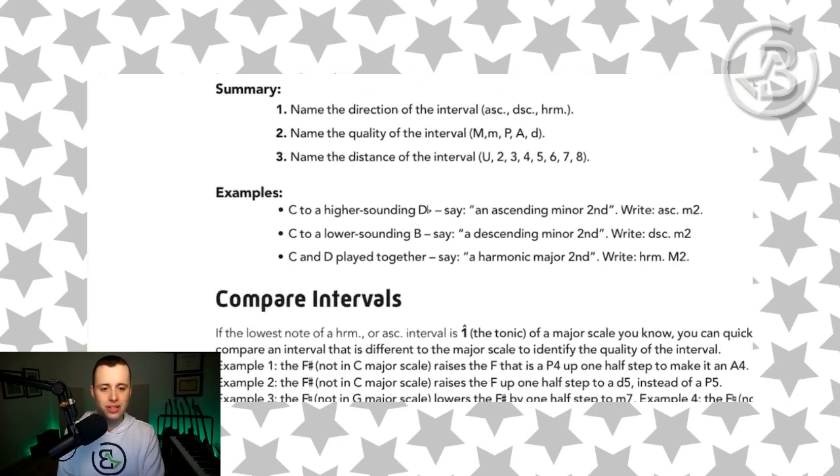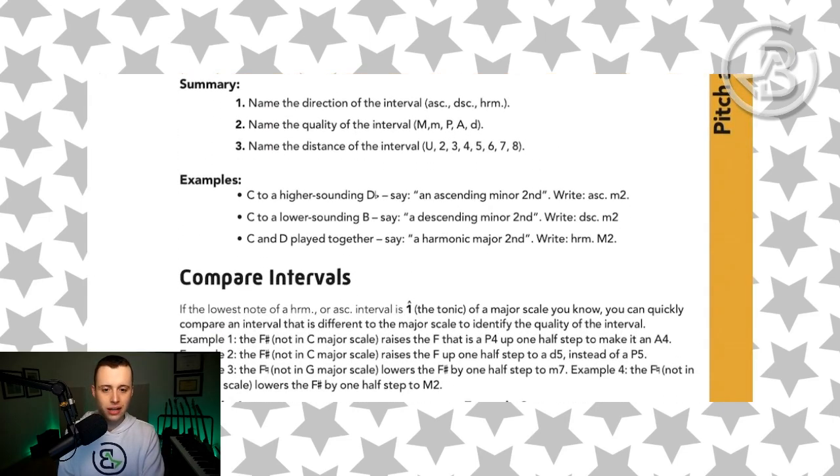An example of how we would say or write intervals would be C to a higher sounding D flat. We would say an ascending minor second, right, ascending minor second. C to a lower sounding B, you would say a descending minor second, right, DSC M2. And C and D played together, you would say harmonic major second.